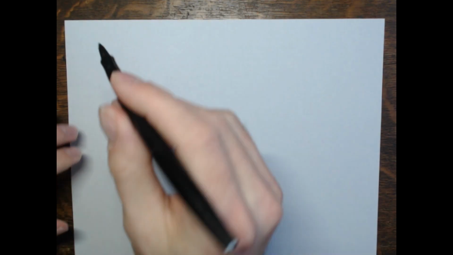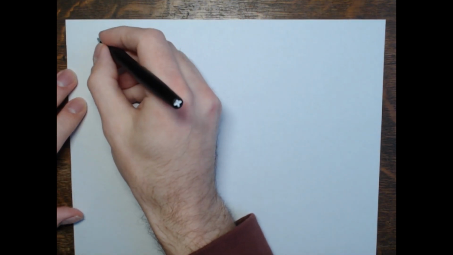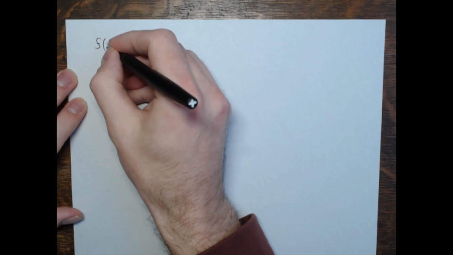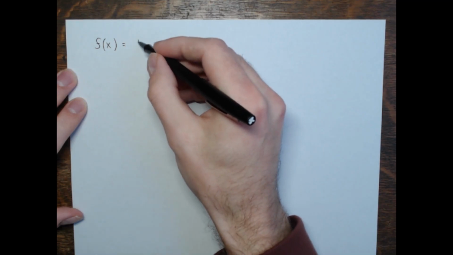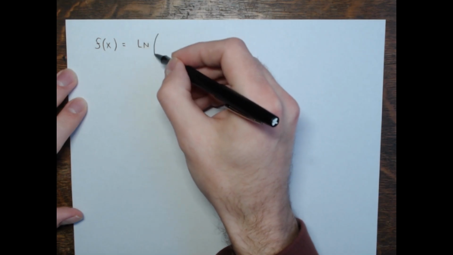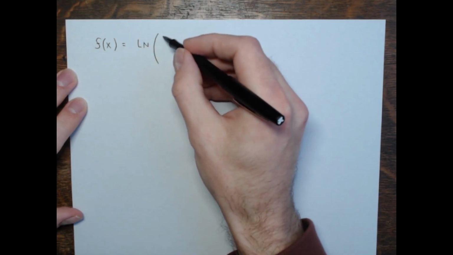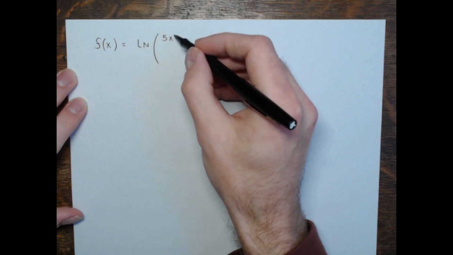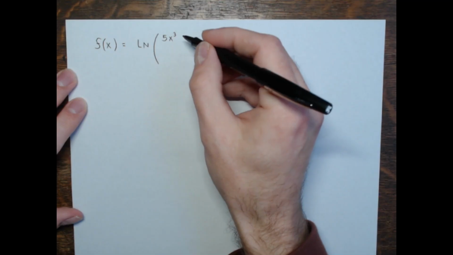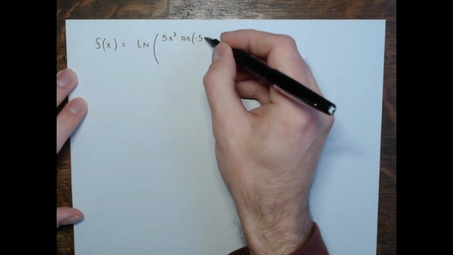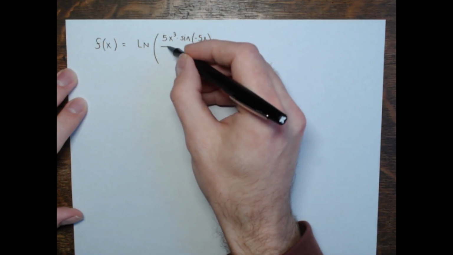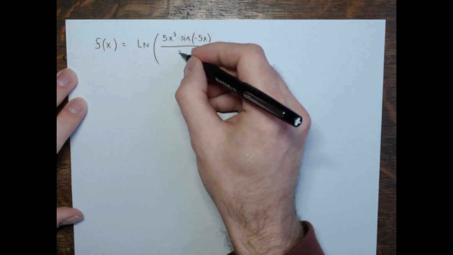Now you could leave it the way it is without using the properties, and that's fine. It's just, it would probably be a little nastier than you'd like, because here, look, if I had the natural log of, and then something with x, right? It's not just x in here, it's 5x cubed, pardon me, times the sine of negative 5x divided by 3 minus x.